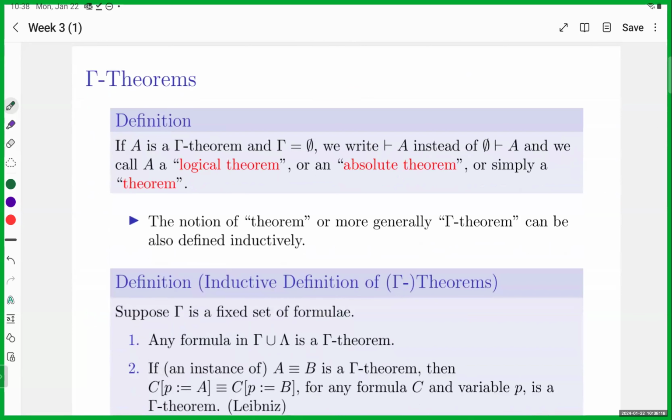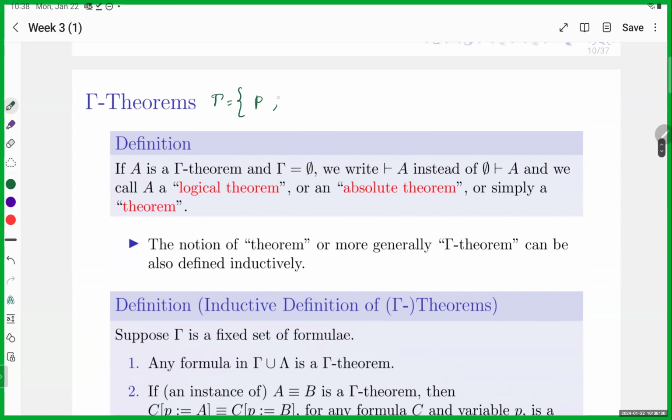Or you could also say A is a gamma theorem. Now, sometimes we have hypotheses when we want to prove things. Really, a hypothesis is a set of formulas. You could have P, you assume P, you assume A, you assume A or B. Here I have three hypotheses. It's any set of formulas. Sometimes it could be empty. That means I have no hypothesis.